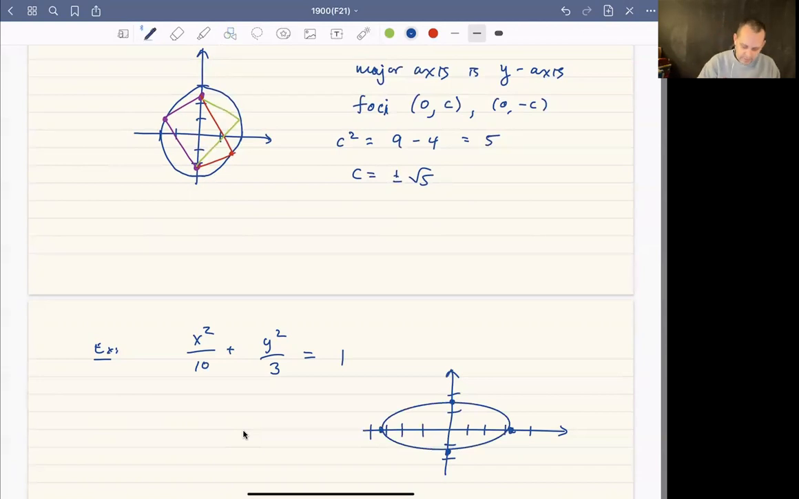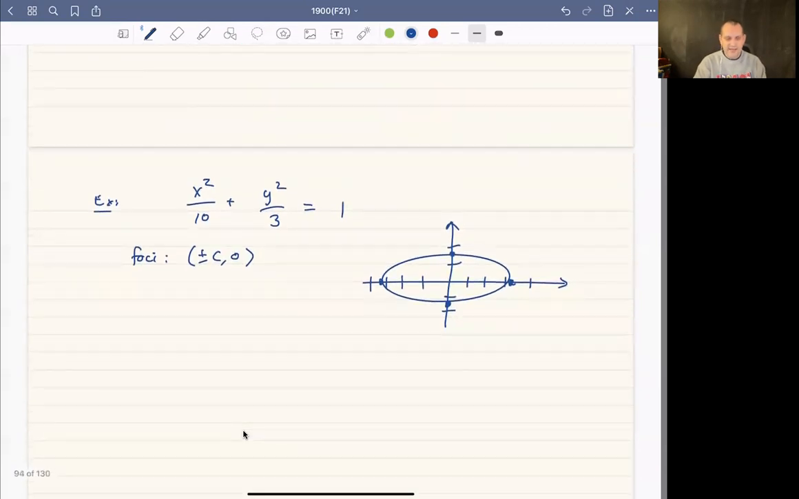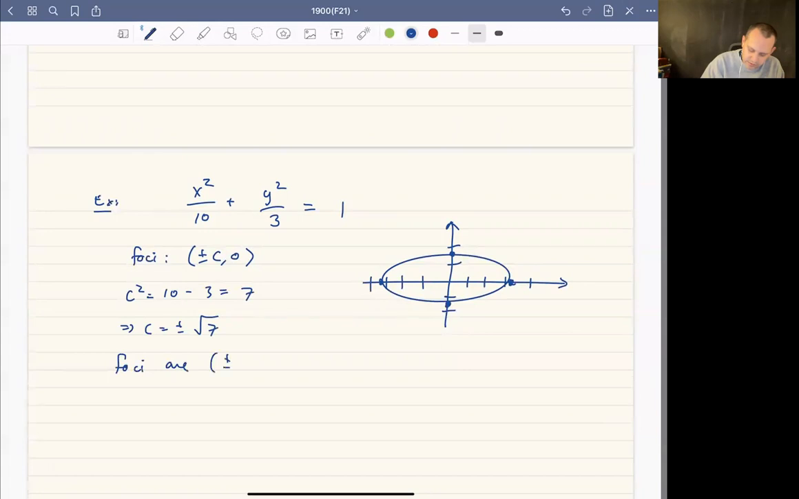And the focal points are going to be given by, in this case, plus or minus c, 0. So the major axis is the x-axis, because that's the axis where the points are spread out the most. And we're going to get plus or minus c comma 0, where c squared is 10 minus 3, or 7. So c is plus or minus square root of 7, and therefore the focal points are plus or minus square root of 7 comma 0. Square root of 7 is 2 and a little bit. So those are the focal points.